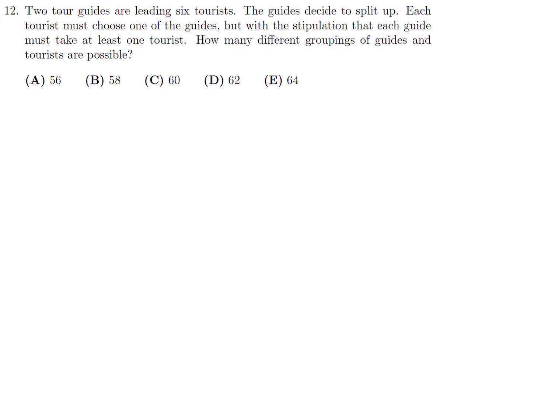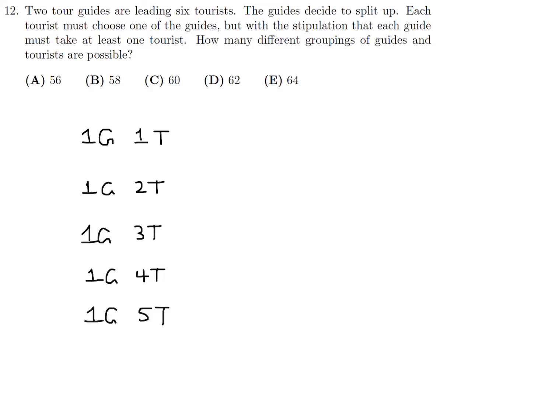So we have possibilities as follows. We can have one guide with one tourist, one guide with 2 tourists, one guide with 3 tourists, one guide with 4 tourists, and finally one guide with 5 tourists. You cannot have one guide with 6 tourists, because then the other guide would have 0, and that is not allowed because each guide must take at least one tourist.